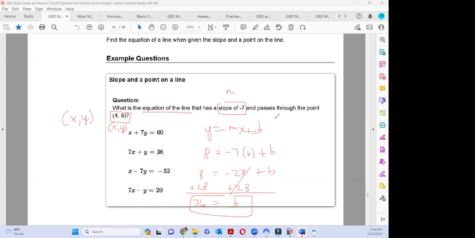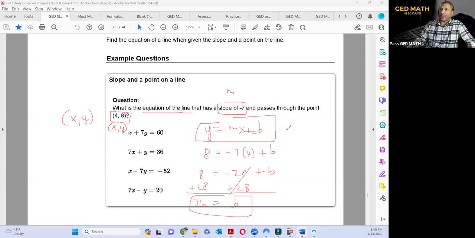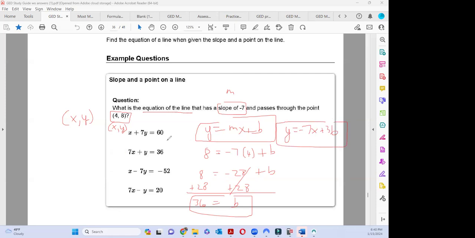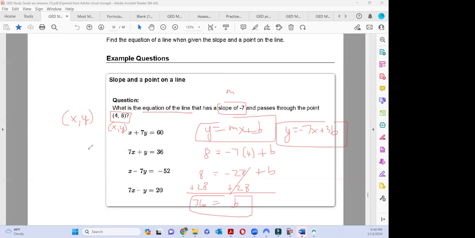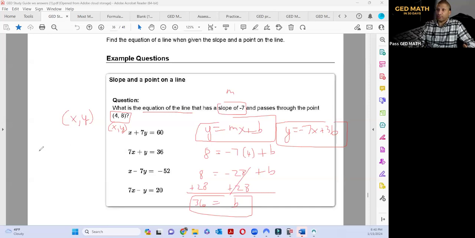I know my slope is negative 7. So again, I plug it back here. I get y equals minus 7x plus 36. Unfortunately, I do not see that answer as one of my answers. So am I stuck? No, I'm not.